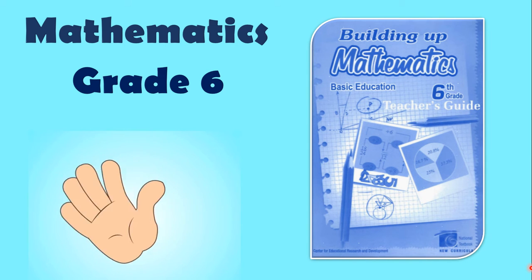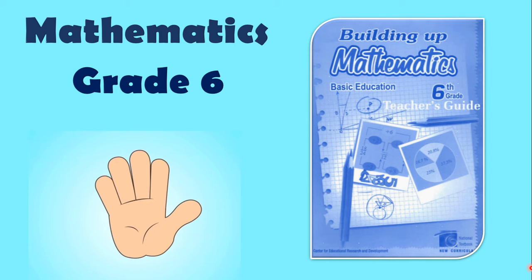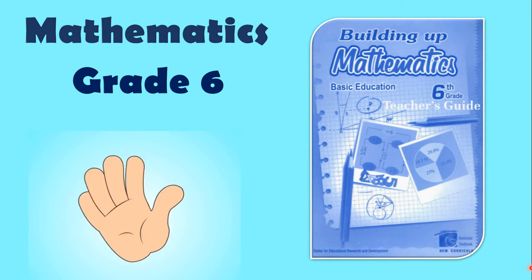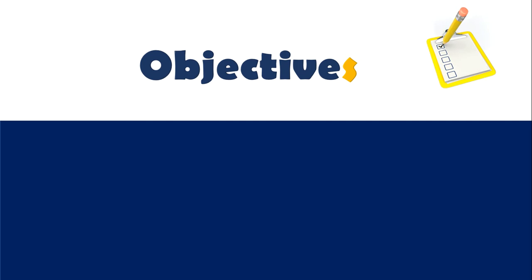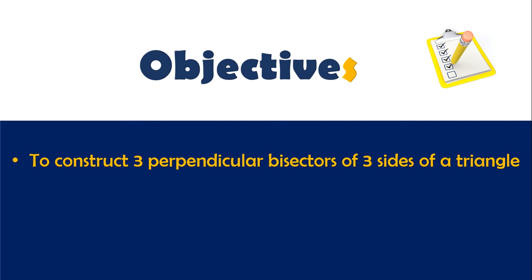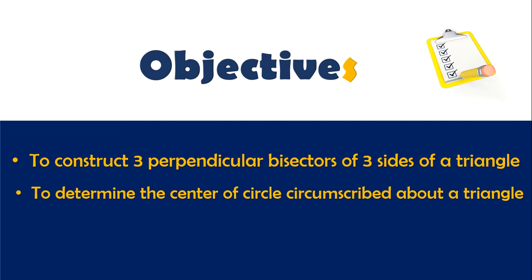Today I will show you an interesting video about perpendicular bisectors. But first, let's see our objectives. Our first objective is to construct three perpendicular bisectors of three sides of a triangle. Our second objective is to determine the center of the circle circumscribed about a triangle.